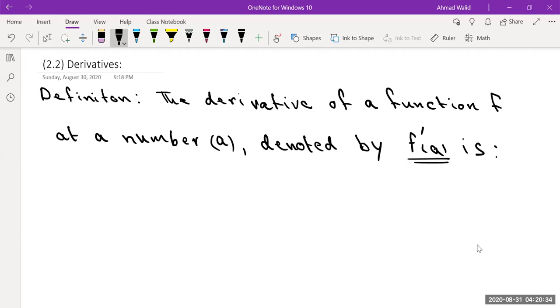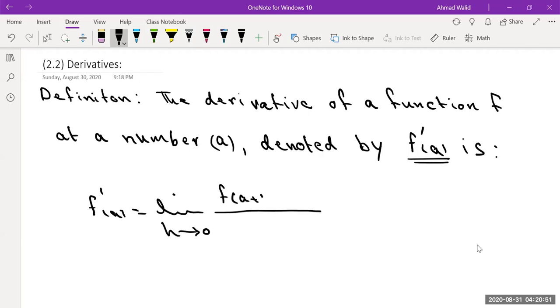f prime a equals the limit as h approaches 0 of f of a plus h minus f of a over h. Wow, what was that? That was the slope of the tangent line to a curve. It means the slope of the tangent line to a curve, that means derivatives, correct?